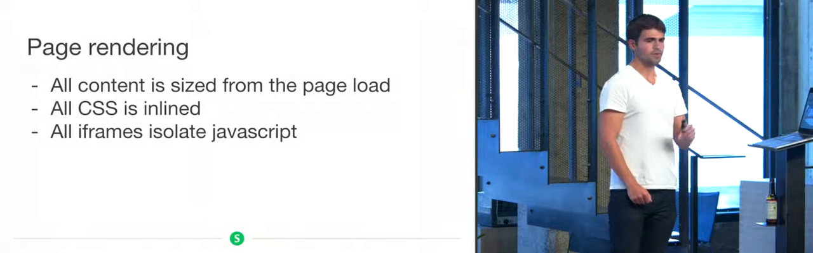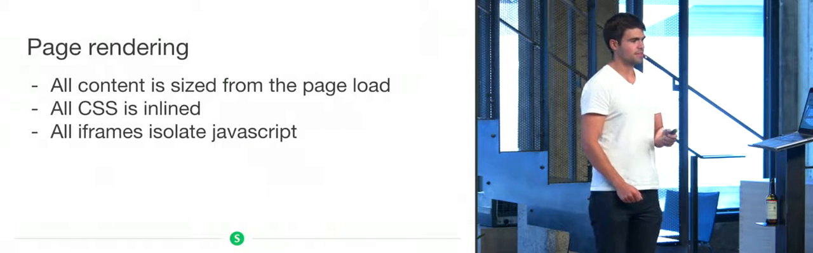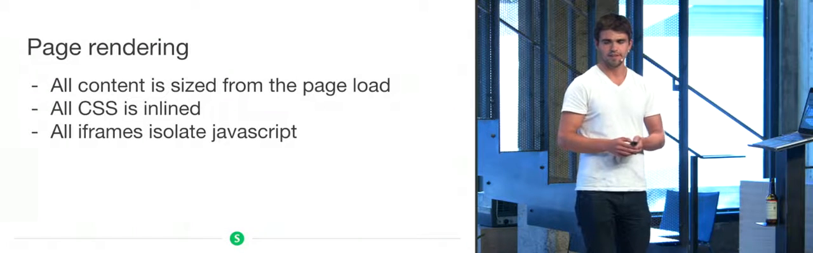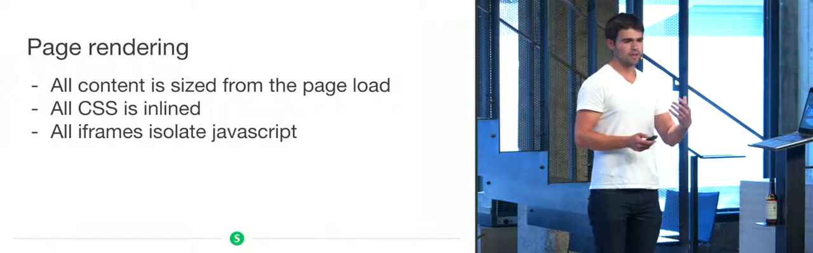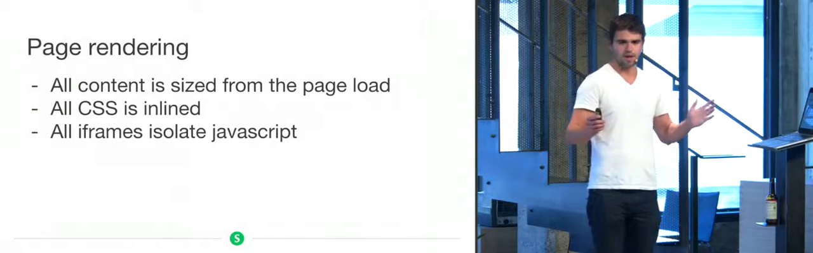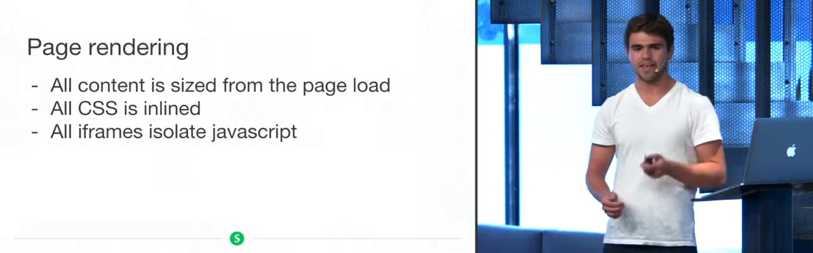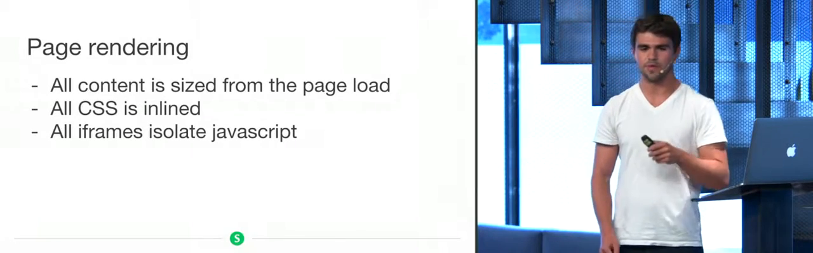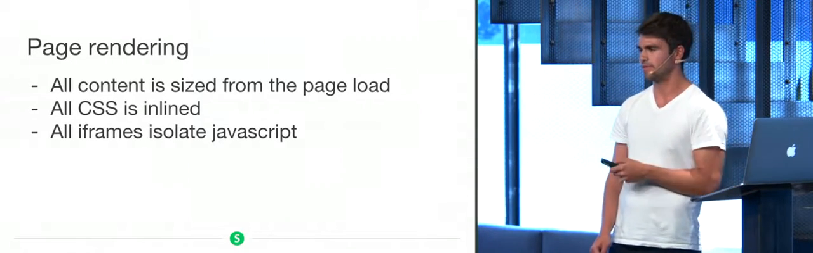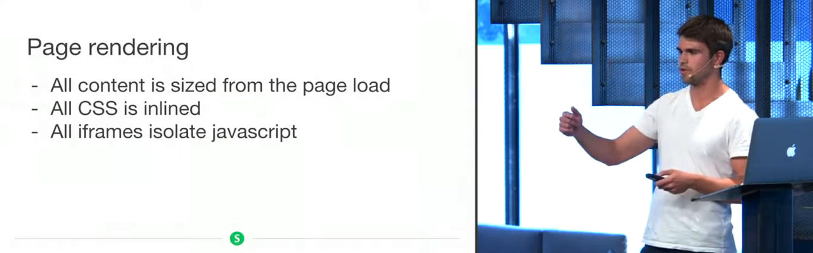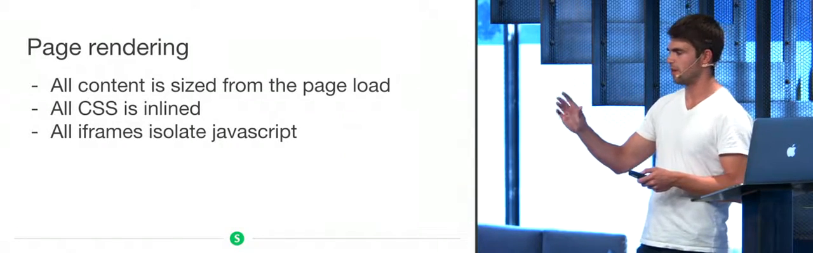AMP enforces that all content that you're including on your page has to be statically sized. It's not the kind of thing where you'll load an image and just say, hey, grab me this image and try and fit it on the page somewhere. You actually have to say, I want to load this image, and I want it to be 400 by 600 pixels. That way, when the browser is rendering, it can go straight through, set aside a space for it, and then load it later.